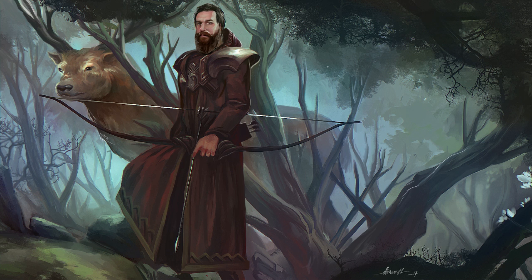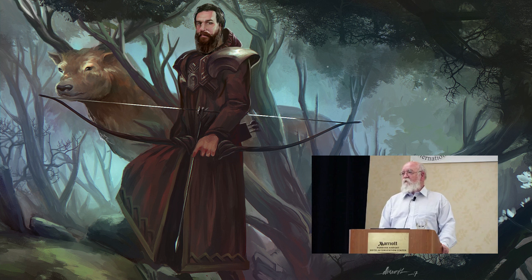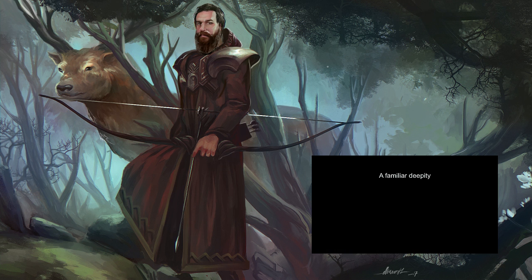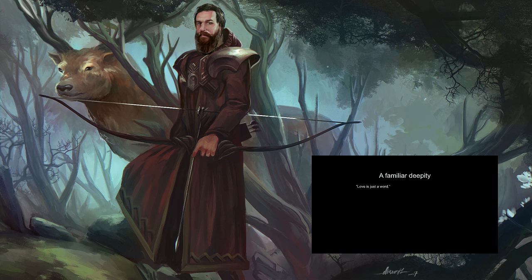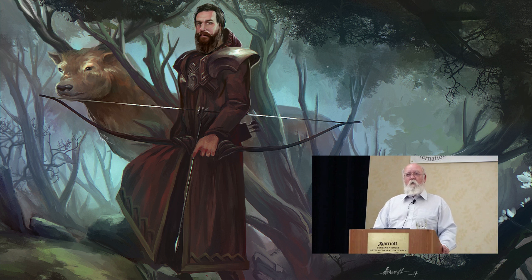Anyway, now that Dennett has defined a deepity, let's look at his example. To help you get on with the term, I want to give you an example of a deepity. Are you ready? This is going to be pretty profound. Everybody's sitting. That's good. Yes. Love is just a word. Oh, wow. Oh, wow. Love is just a word.